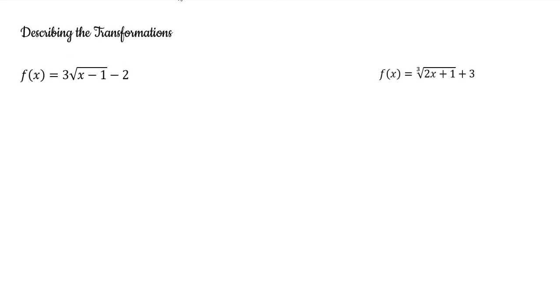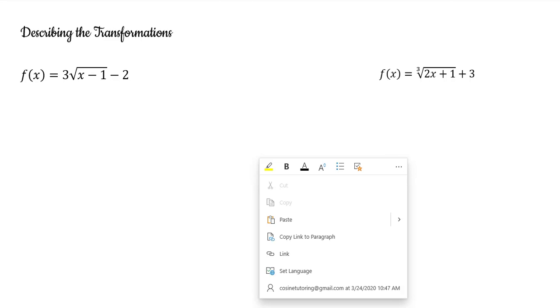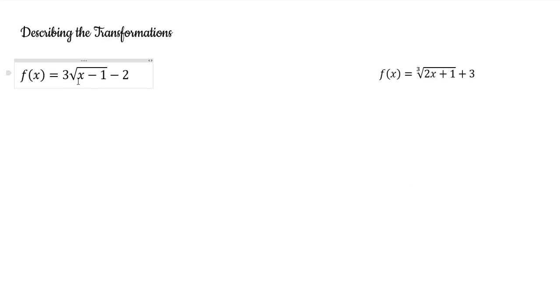All right. So the first example here, I want us to just think about it. Describe the transformation that occurs in the first one over here. So we're looking at this example. Let's describe the transformation that occurs. We know the parent function, right? Our parent function is just f of x equals the square root of x.